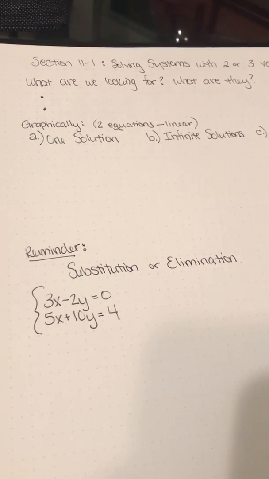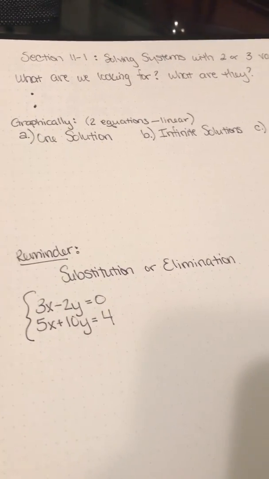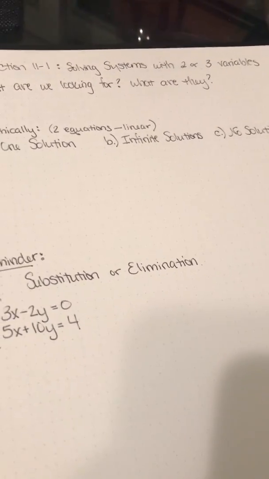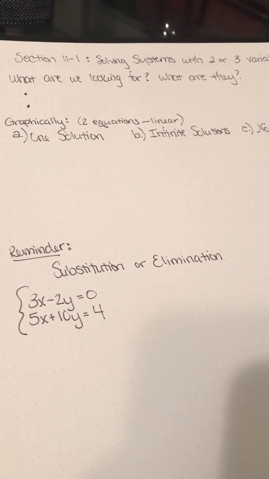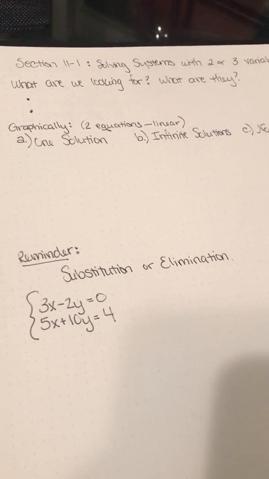Alright, so section 11.1 is review just like your homework. It's solving systems with 2 or 3 variables. And the idea behind this is to find solutions. So to find an x and a y that's going to make both equations true.